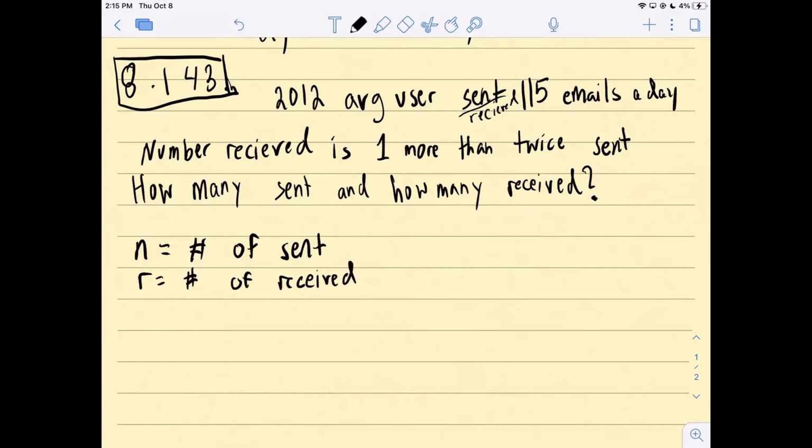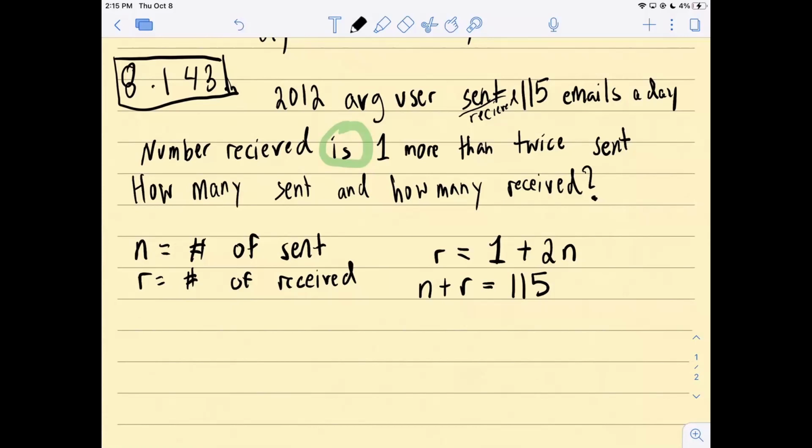Okay, so Lily, you said that if you translate that sentence, we focus on the word is. So we say that received is equal to 1 plus 2n. And then what did you do after this? So I just set it up like n plus 2n plus 1 equals 115, which would just be n plus r equals 115. Awesome, yeah, exactly. So you just jumped one step, but that's perfect. n plus r is equal to 115, and if you see it right away, you can just plug it in. That's totally fine.